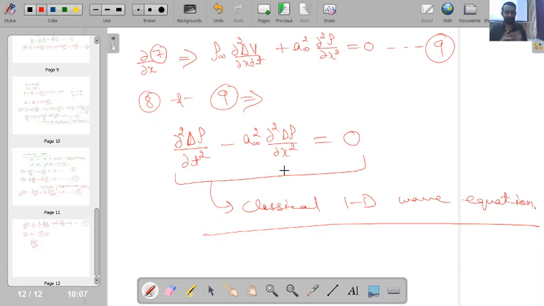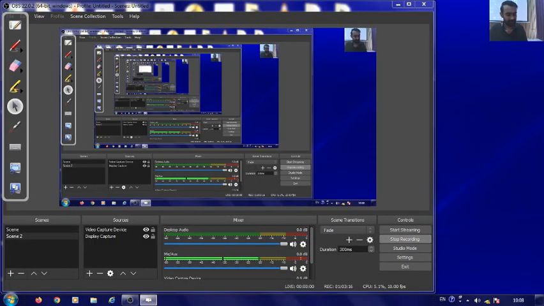So what we have done is, from the continuity and momentum equations, we started with the perturbed quantities and ultimately reached nothing but the 1D wave equation. The solution of this you have already done, but what are the key features of this equation, and how can we relate the variation of density and velocity with the propagation of the wave? I will now take that up in the next lecture.